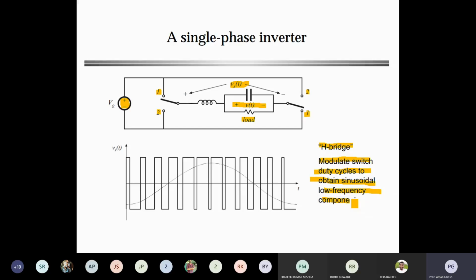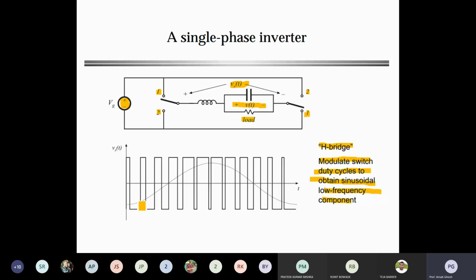But the carrier frequency we normally make 5K, means 5000 Hz. So how much variation is there? The modulating signal is 50 Hz, but the carrier frequency is 5000 Hz. So it is multiplied by 100 times. The carrier frequency is 100 times the modulating signal frequency. I think you can understand.